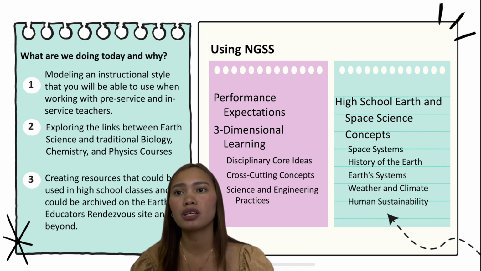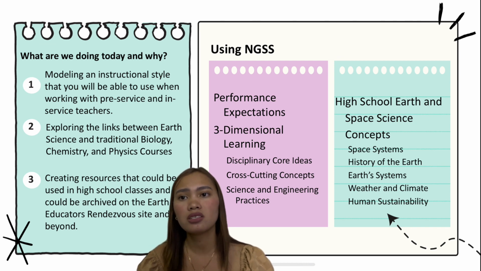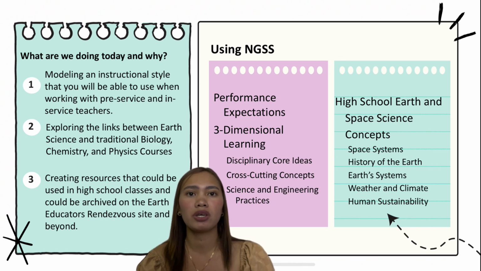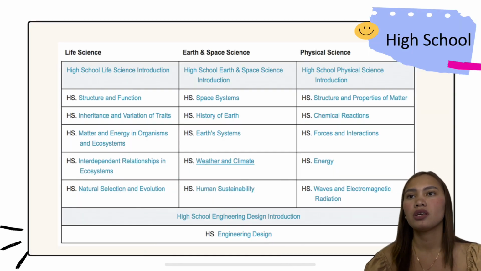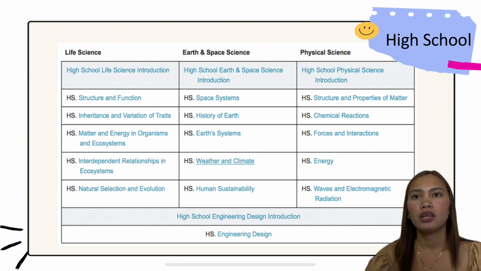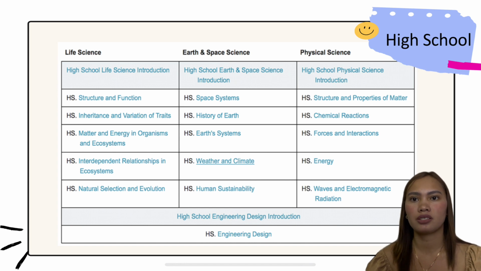the performance expectations, the three-dimensional learning, the disciplinary core ideas, cross-cutting concepts, science and engineering practices, and high school earth and space science concepts like space systems, history of the earth, earth systems, weather and climate, and human sustainability. Here are the list of concepts in life science, earth and space science, and physical science.